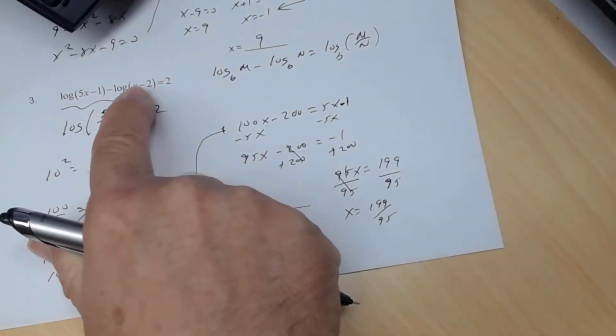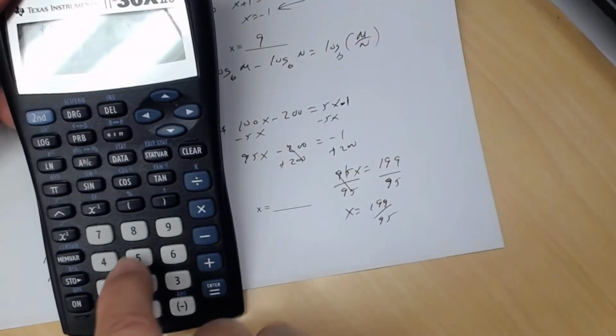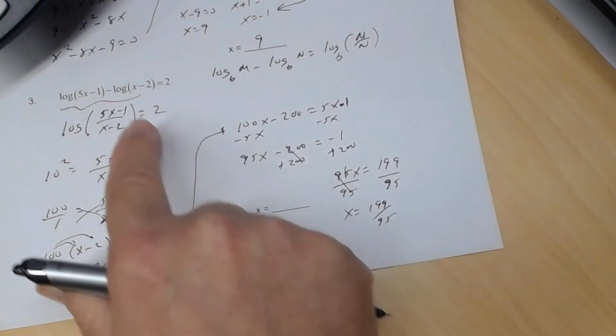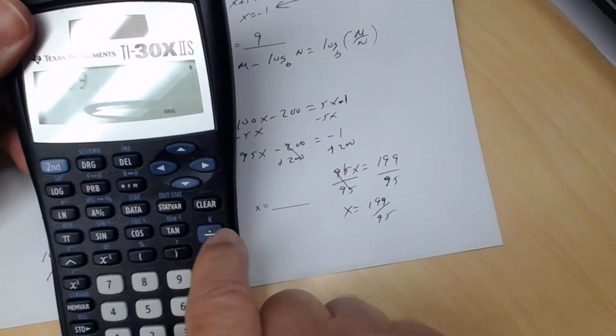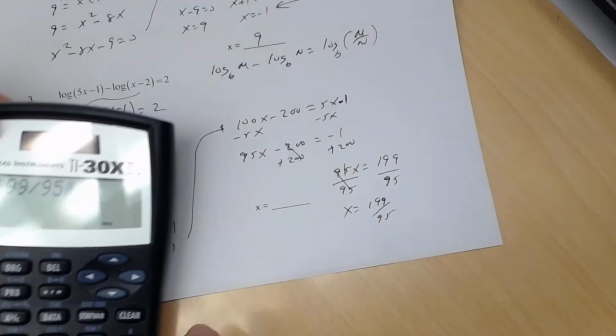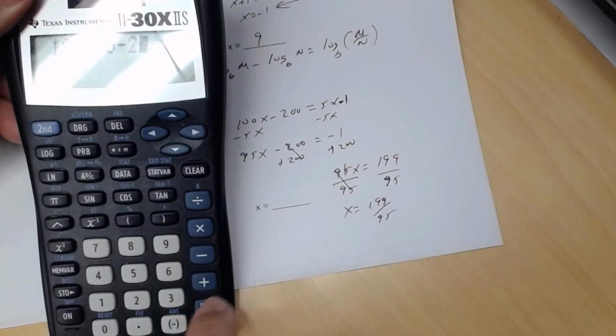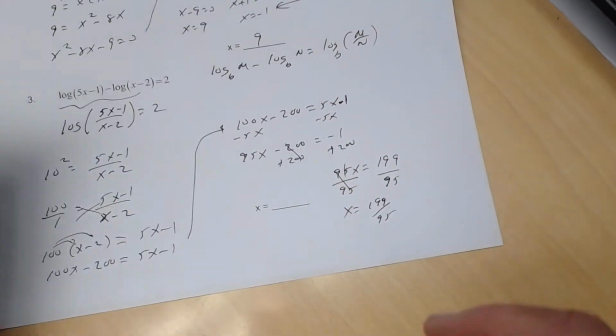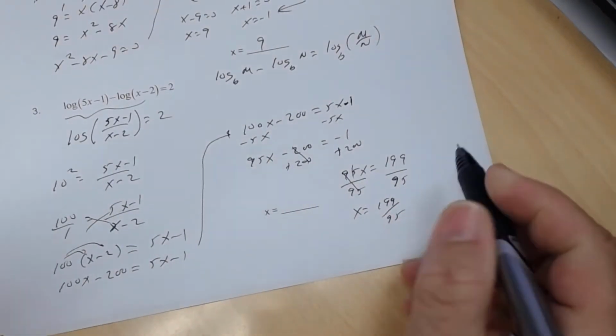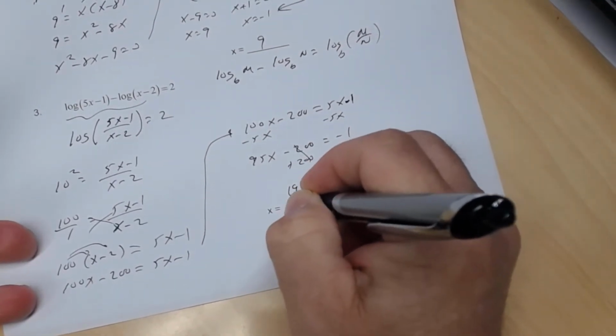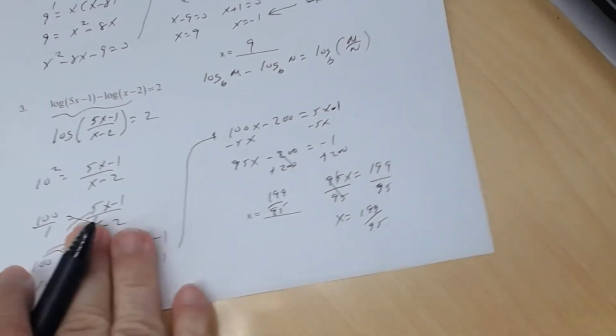Now let's check the other one. We've got to check both arguments. So x is 199 divided by 95, minus 2. Is that still positive? Yes. So 199 divided by 95 works. Okay, leave it as a fraction.